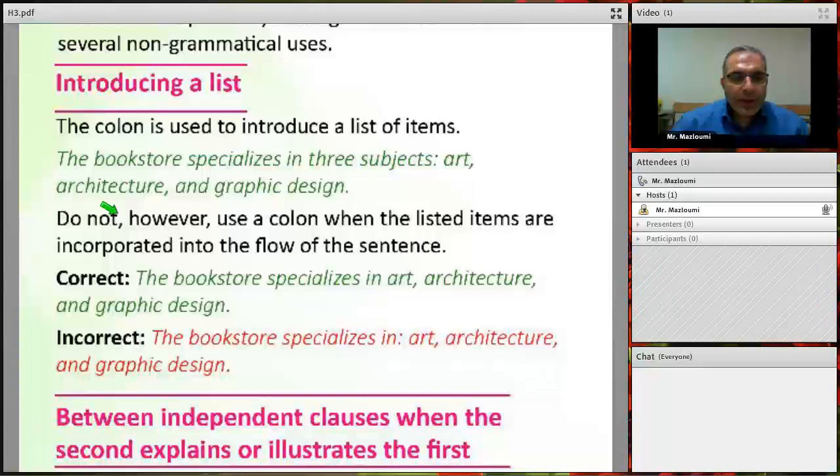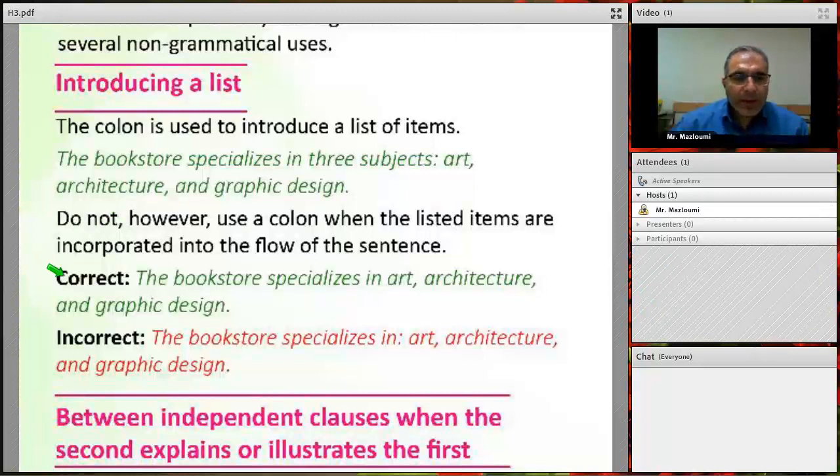Do not, however, use a colon when the listed items are incorporated into the flow of the sentence. Okay? Incorporated into the flow of the sentence means it is a part of the rest of the sentence. So, an important point, guys: if the list is part of the sentence, we don't need any colons.